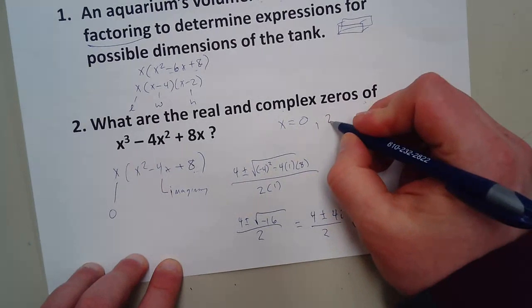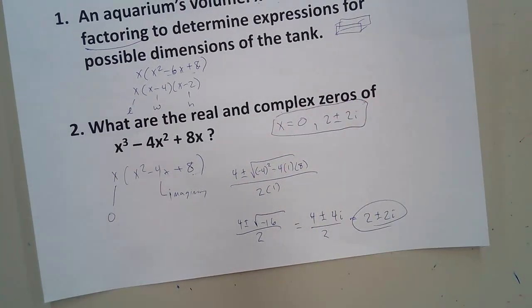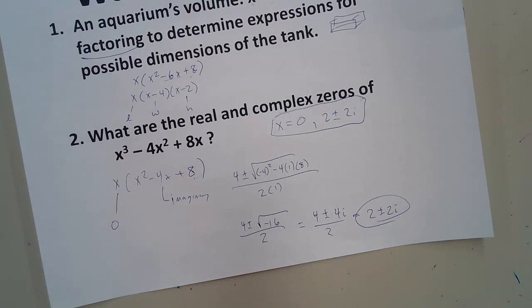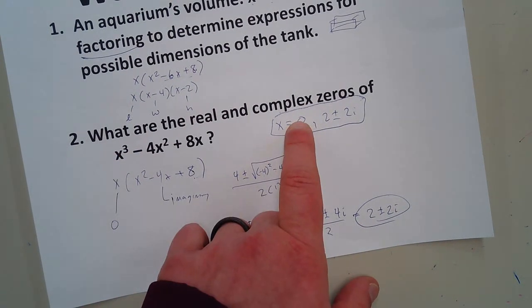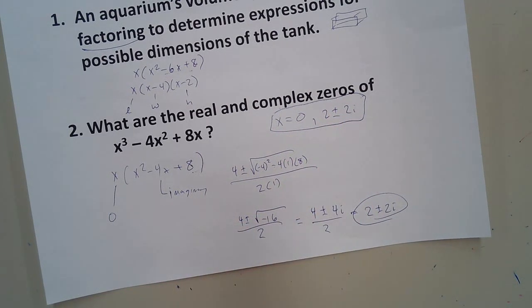So when I give my answers, I would say these are the 3 solutions to this problem. And again, just a reminder, whatever the degree of the problem is, that's how many solutions you should have. Because this is third degree, I know I'm not done until I've found 3 solutions: one real one, and then this would represent my 2 imaginaries because of the plus and the minus. So that's that. Good luck with that quiz today.